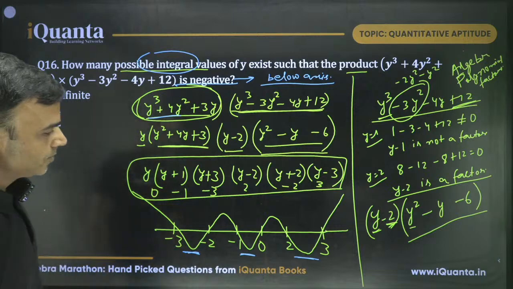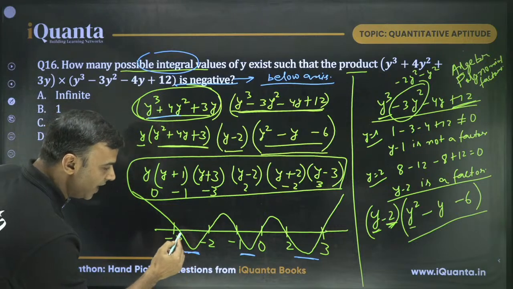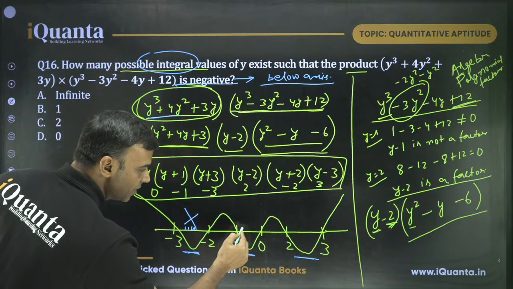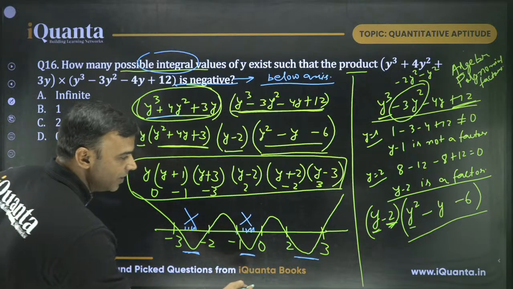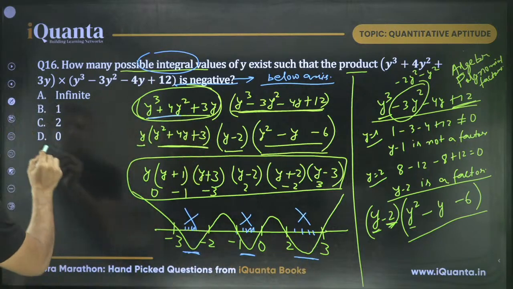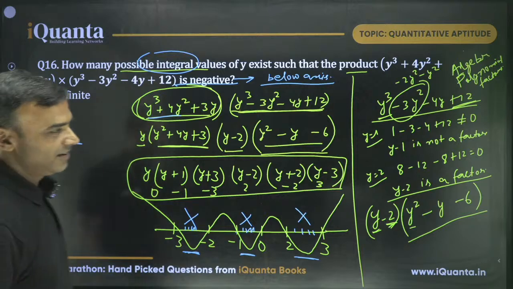ठीक है? Alright, in this portion, do we have any integral value in between? No. In this portion, minus 1 to 0, do we have any integral value? No. From 2 to 3, do we have any integral value? No. So answer is 0, option D.